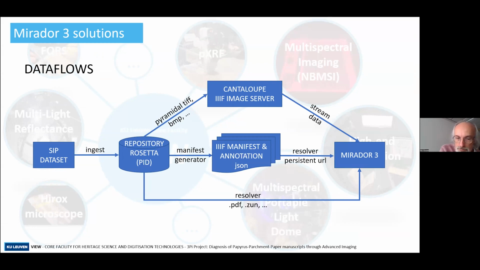Then we generate manifest files from the repository, and we also make the files available from our Cantaloupe image server. Then when the viewer is opened, in this case Mirador 3, using a resolver URL, it can view the image files from the Cantaloupe server, and it also includes links that can be clicked on in order to view other files which are not image-based file formats, so they can all be seen in the same environment. Okay, the next slide.